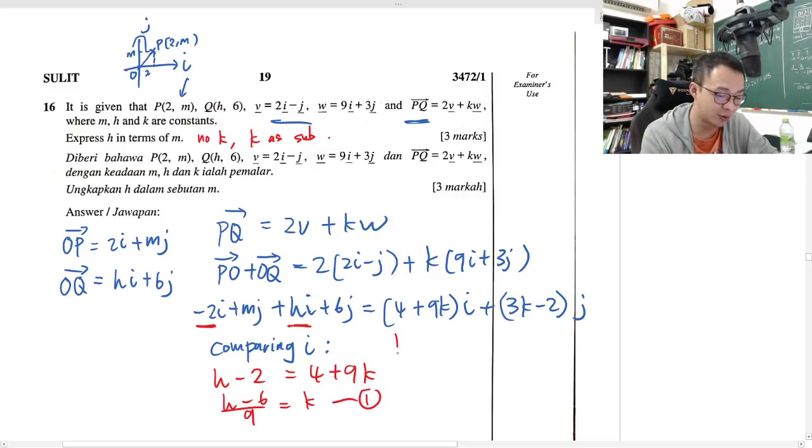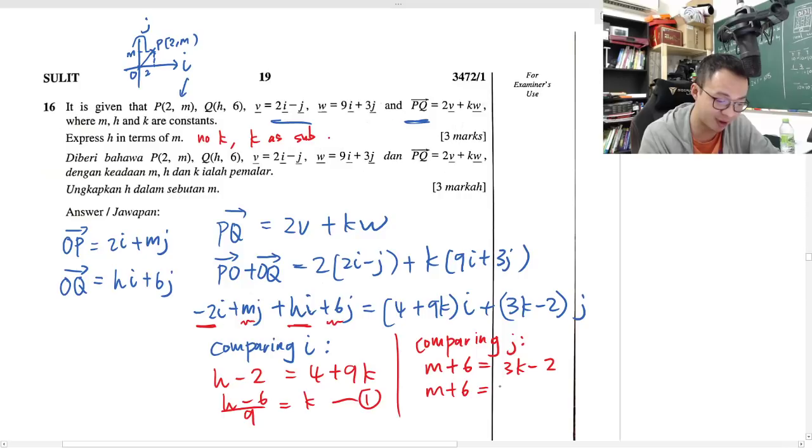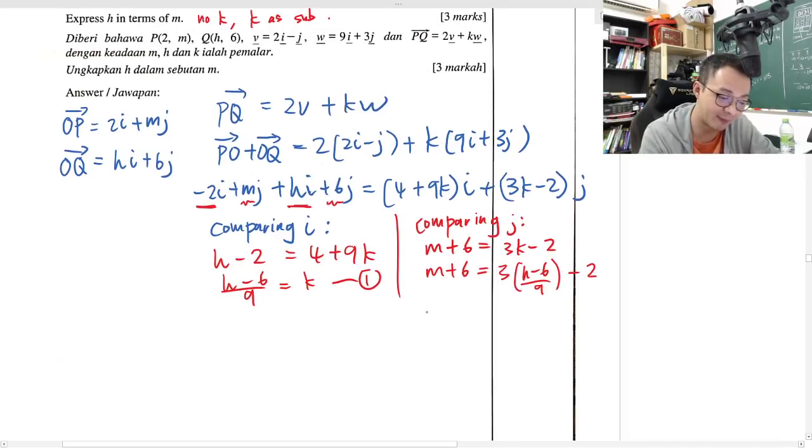And then I'm going to do the same thing when I'm comparing j. If I'm comparing j here, you can see the j is m plus 6, right? So m plus 6 will equal 3k minus 2. Because h is in terms of m, m is fine, but I do not want k. So I will substitute my k here, which is h minus 6 over 9, minus 2. Then I solve this one, I should be able to get h in terms of m.